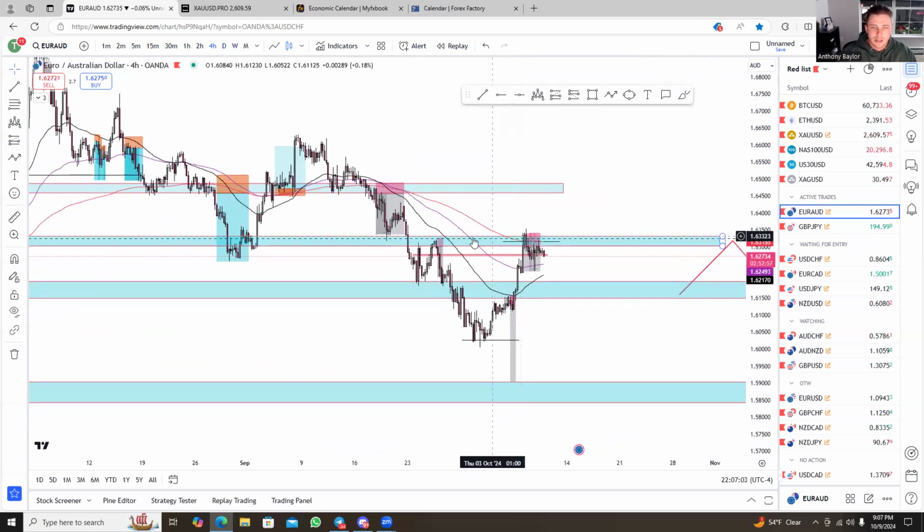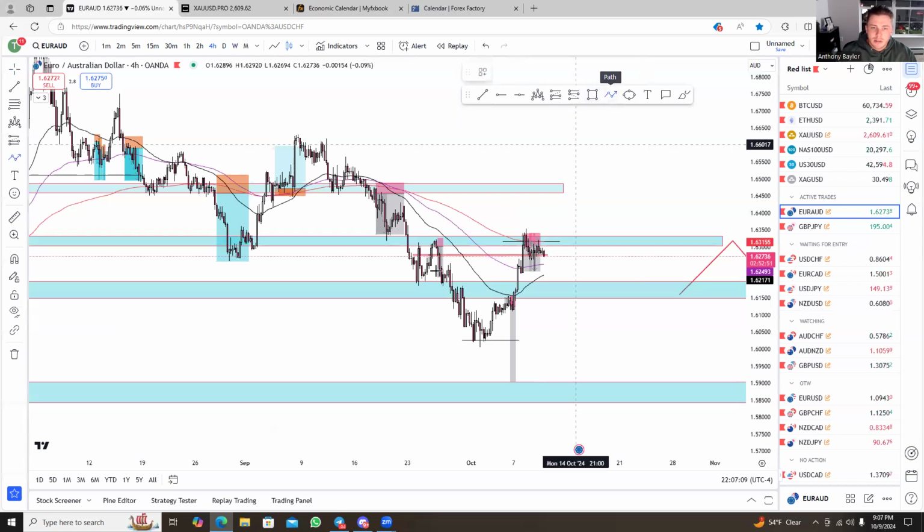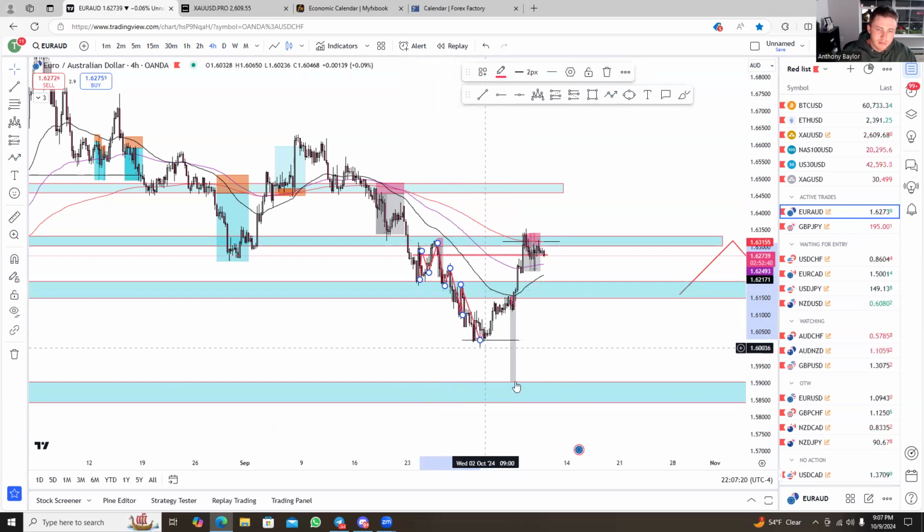I see a head and shoulders right here. I can delete this one. You can see right here. Boom. Here's your right shoulder, break, neckline retest, dump. Head and shoulders formation.